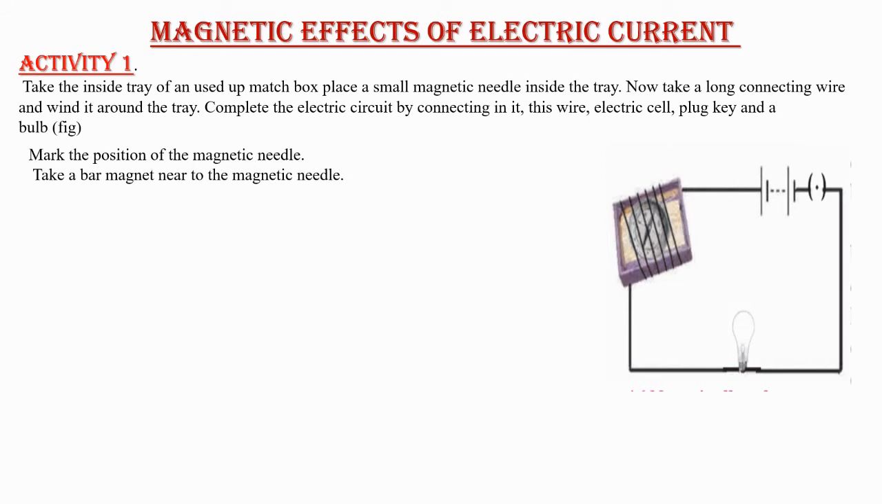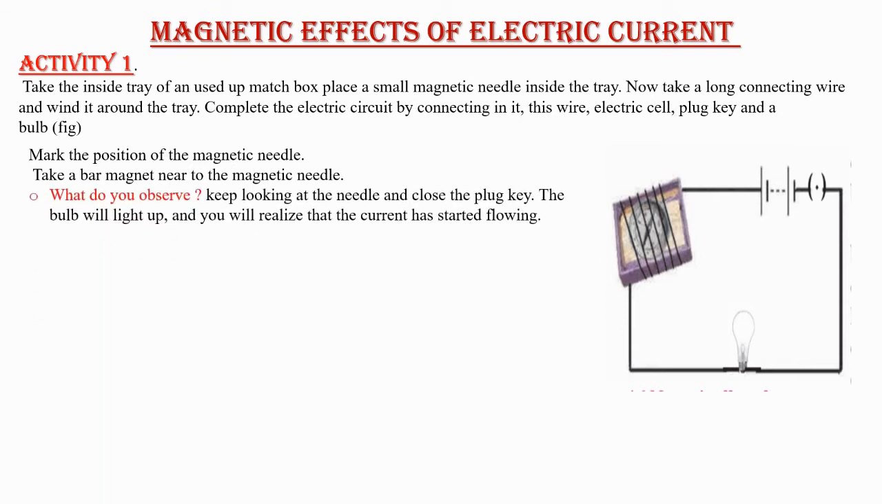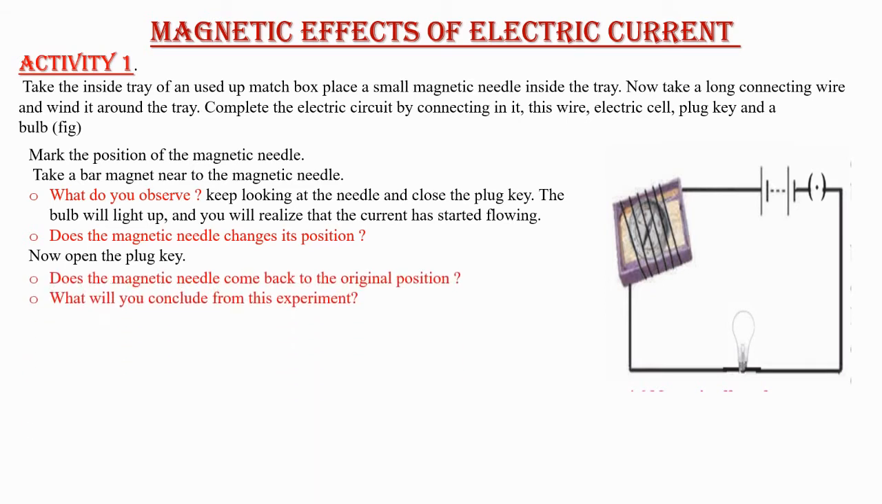Mark the position of the magnetic needle. Take a bar magnet near to the magnetic needle. What do you observe? Keep looking at the needle and close the plug key. The bulb will light up and you will realize that the current has started flowing. Does the magnetic needle change its position? Now open the plug key. Does the magnetic needle come back to the original position? What will you conclude from this experiment?